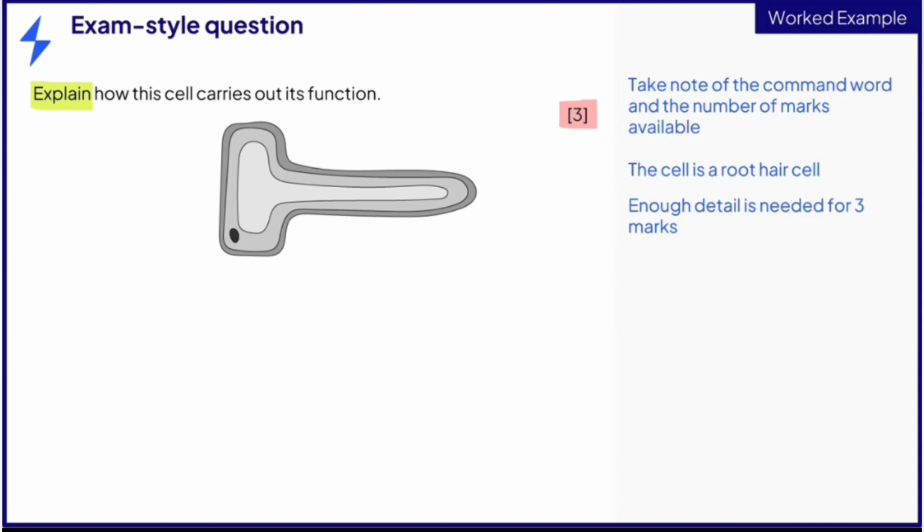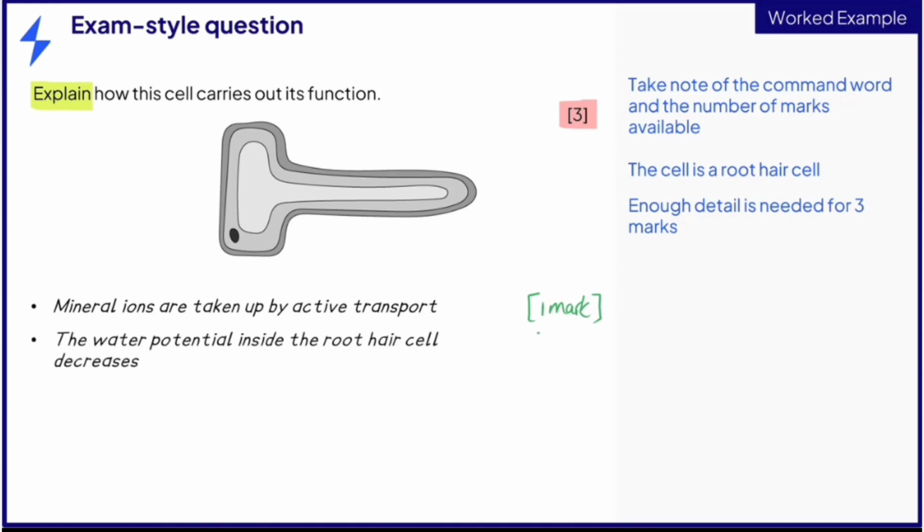We need to say that minerals are taken up by active transport, that this reduces the water potential inside the root hair cell, and that water then moves into the cell by osmosis.